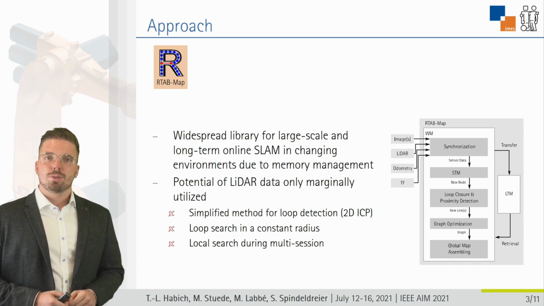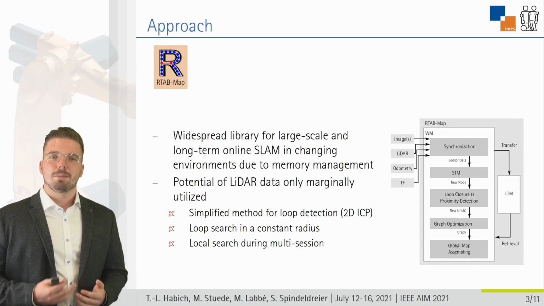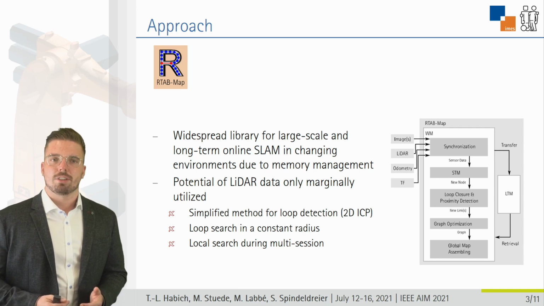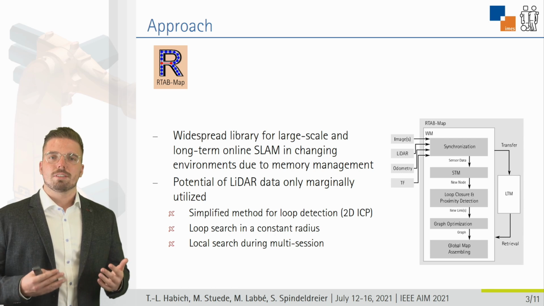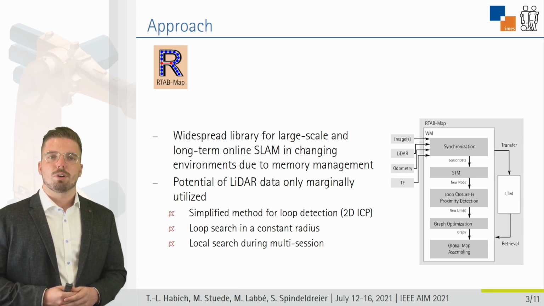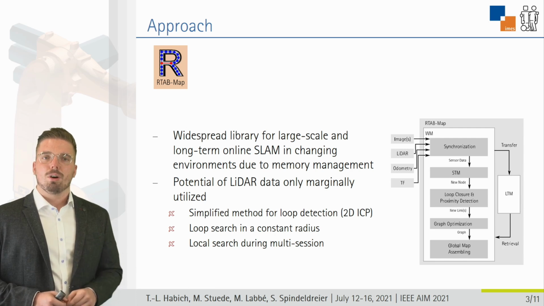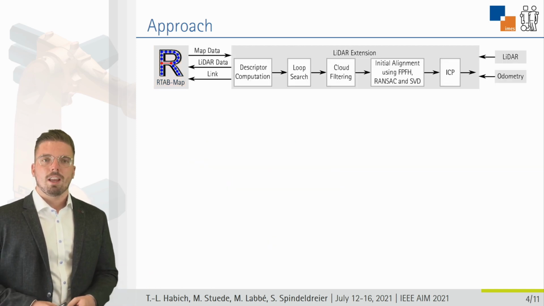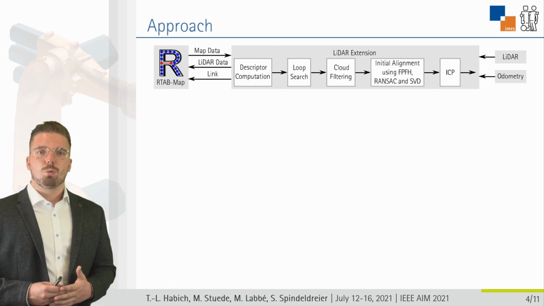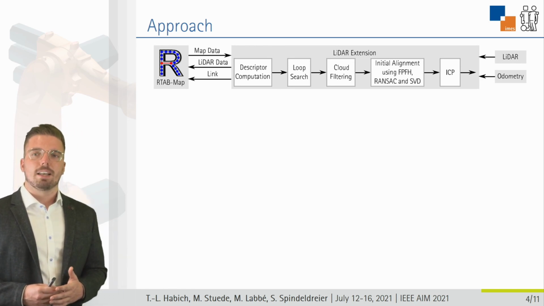First, the used 2D ICP algorithm is a simplified method for loop detection. Second, this module only searches within a constant radius for loops, which is problematic due to odometry drift. And third, a local search is useless at the beginning of multi-session operation because the position in the old map is unknown. To counter these problems, we have developed CMR LiDAR loop.